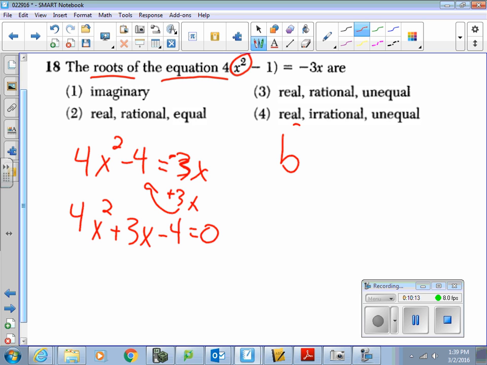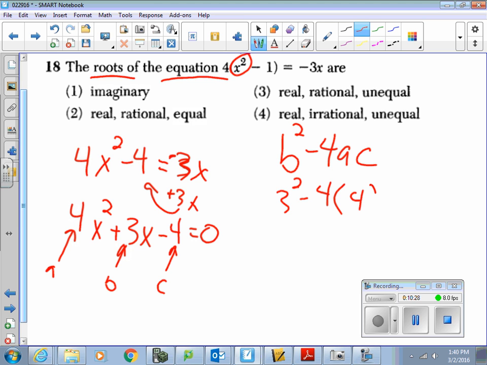You guys remember the discriminant? That's b squared minus 4ac. And remember, this is our a, this is our b, this is our c. So I'm going to do 3 squared minus 4 times 4 times negative 4. And you get 9 minus 4 times 4 is 16, so minus a negative 64. So that's really 4 to the third, 4 times 4 times 4. Yep. Minus negative 64. So that's really 9 plus 64. And that is going to be 73.